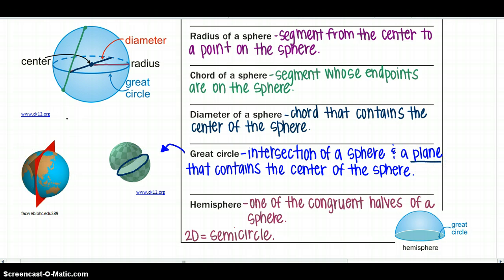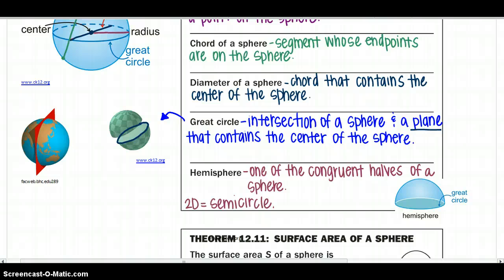So again, they have outlined this in red, but the center will be on that plane that is the intersection. And then last is the hemisphere, and you can identify that with one of the congruent halves of a sphere. So it doesn't necessarily have to go completely horizontal or completely vertical, but it just has to be congruent halves. And notice with this, it does contain that great circle. And I think of the hemisphere, when I refer back to the circle, as kind of the semicircle. It's half of my whole sphere.